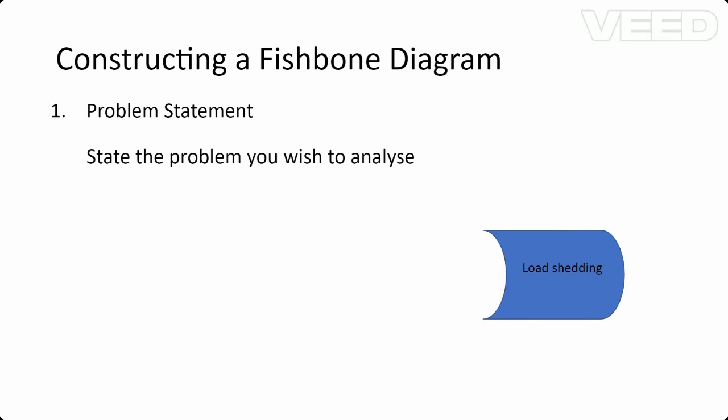So the load shedding itself, which is, let me say, the electricity supply problem in Zambia, starts as the head of the diagram. So we also have now the spine to that problem. What's leading to that problem? That's the starting of the construction of a fishbone diagram. You begin with the problem, the head. Sometimes they call it the effect.